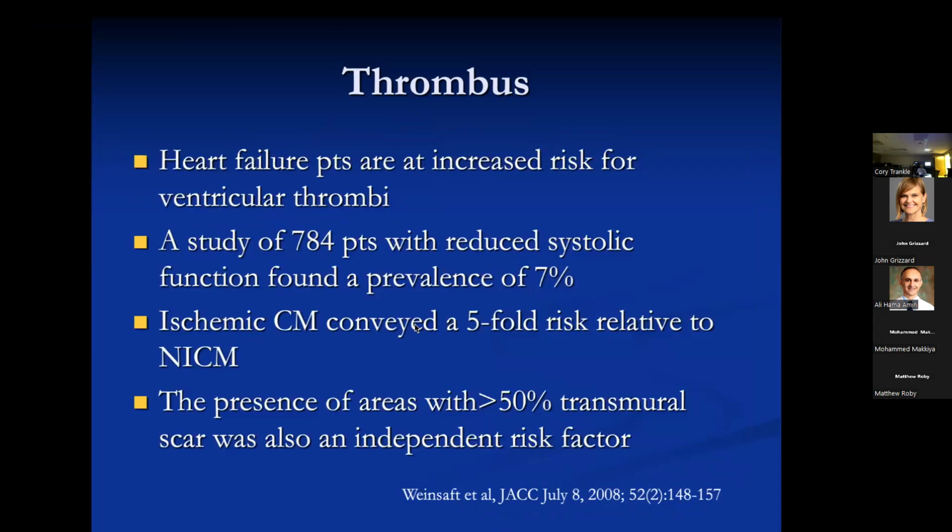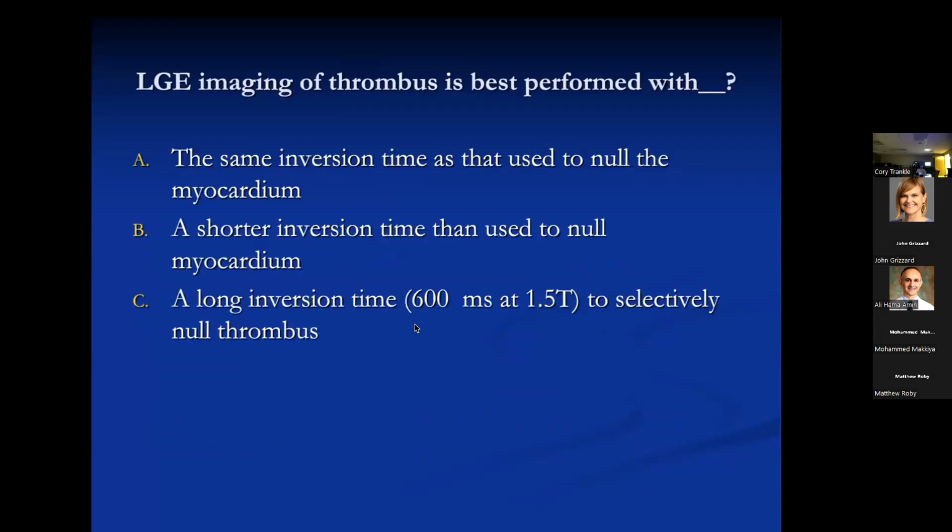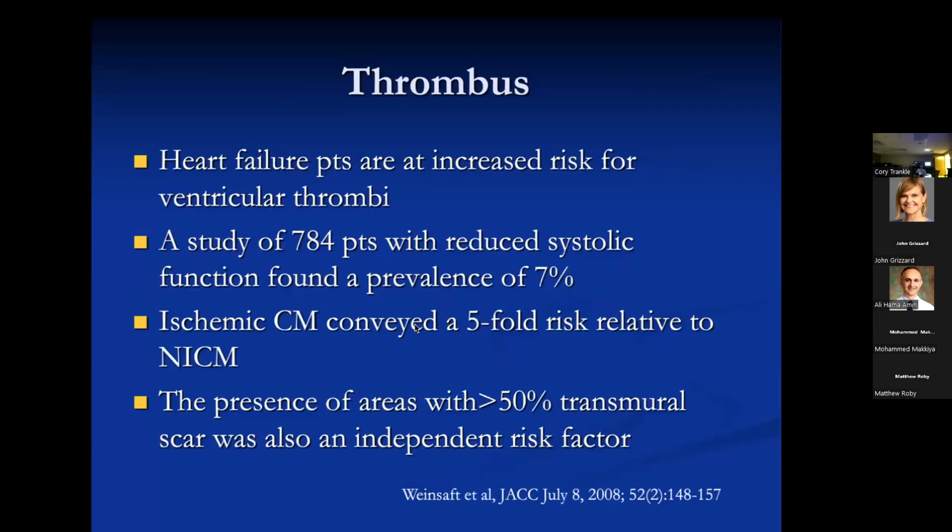Jonathan Wansaft, when he was at Duke, did a large study, 784 patients with reduced systolic function, and found an overall prevalence of about 7% of these people had thrombi. Interestingly, and maybe understandable once you think about it, ischemic cardiomyopathy conveyed a greater than 5-fold risk relative to non-ischemic cardiomyopathies. And if you had an area of greater than 50% transmural infarction or hyperenhancement, that was an independent risk factor. And you often notice that the thrombi were adherent to areas of infarction. So that's a good thing.